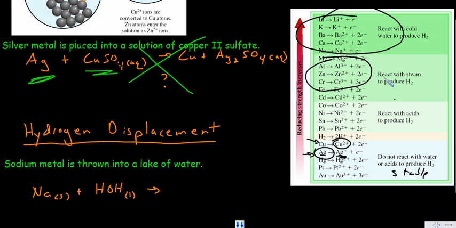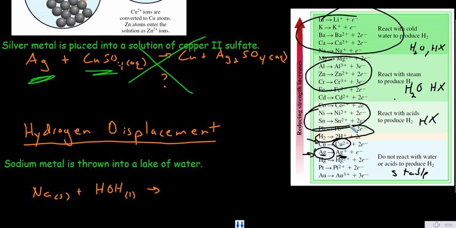These guys in the middle, they're not able to remove hydrogen from cold water, but they can remove a hydrogen from hot water, steam. And these guys who are a little bit less reactive, they're not able to remove hydrogen at all from water, but they are able to do it just from acid. So these guys can do cold water and acid. These guys can do hot water and acid. And these guys can only do acid. Everyone below hydrogen here is unable to react with either water or acid.